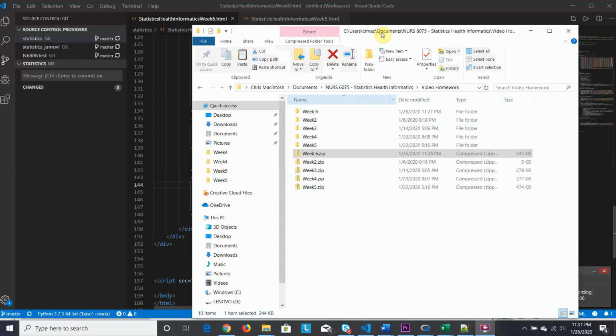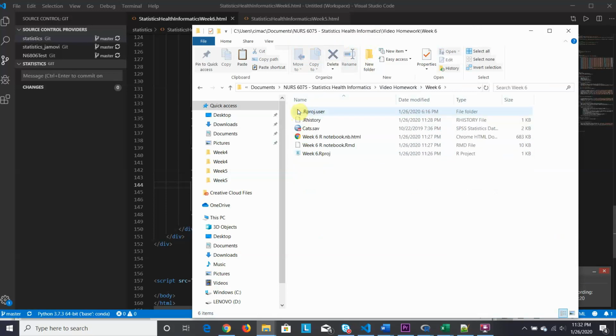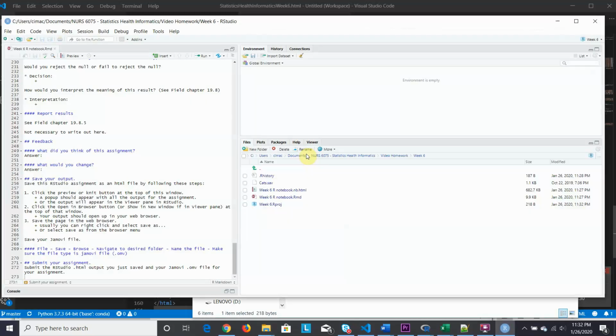Alright, hello you guys. We are going to look at our non-parametric assignment this week, and I've already downloaded the week 6 zip file and unpacked it, and I'm going to get in there and click on the week 6 R project file to open that up in RStudio.